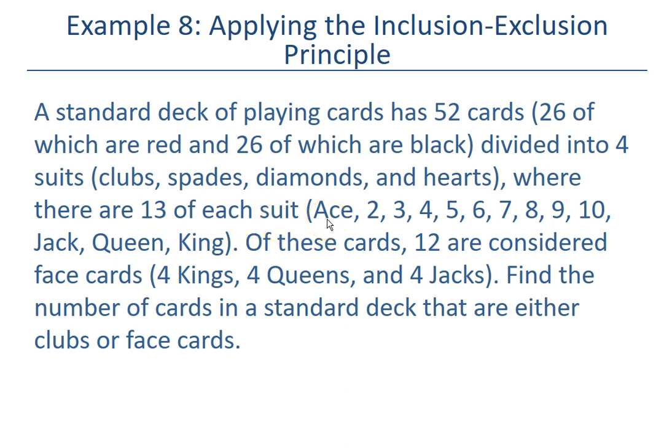There's an ace, and then 2, 3, 4, 5, 6, 7, 8, 9, 10, and then a jack, queen, and king. And I don't know how many of you know this, but if you don't, you're going to have to become a little familiar with it. And again, take some good notes on this. Of these cards, 12 are considered face cards. Now, here you're thinking the face cards are the 4 kings, the 4 queens, and the 4 jacks.